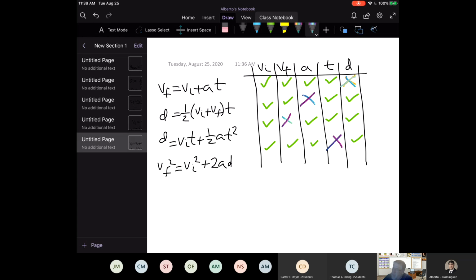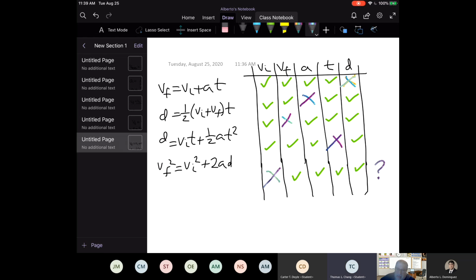It would be awesome if there were an equation. So I'm going to extend my table, and I'm just going to speculate. I am going to wish that there were an equation that had VF, A, T, and D, but did not have V initial. And I would like there to be such an equation.